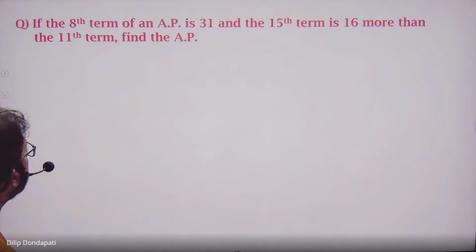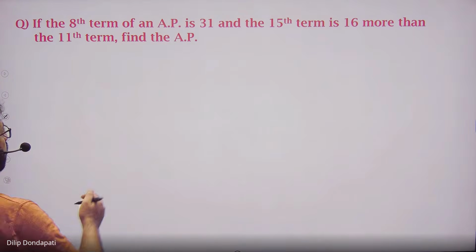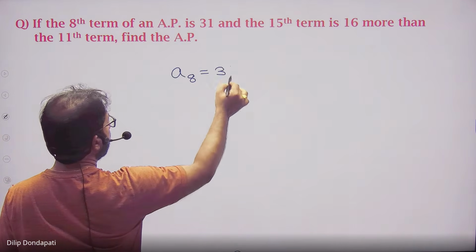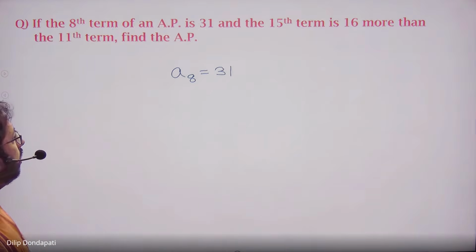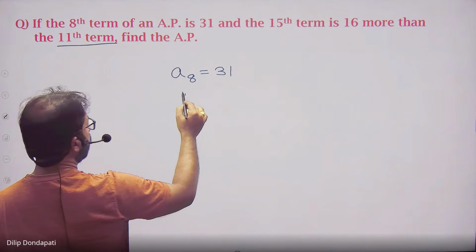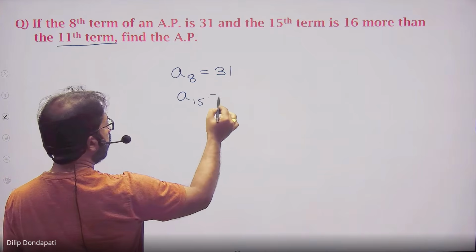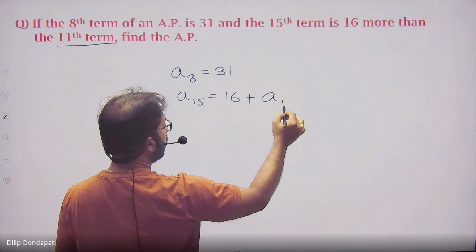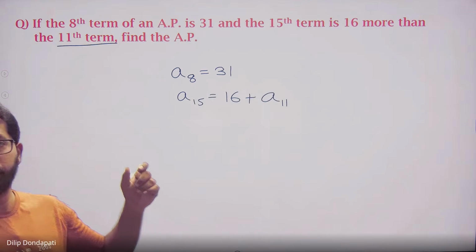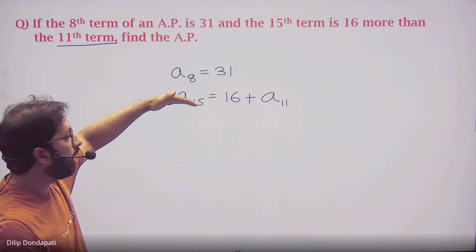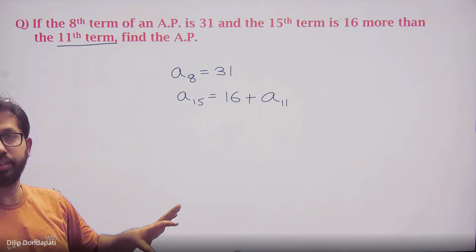Question करो. If the eighth term of an AP is 31, the given eighth term of an AP is 31. A8 is given to you. And 15th term is 16 more than the 11th term. So 15th term is equal to 16 more, means addition, plus 11th term, A11. These two equations they gave. He is telling to find the AP. Matlab series we have to find. Matlab we have to solve these two equations to find a and d. If you know a and d, we can get the series.